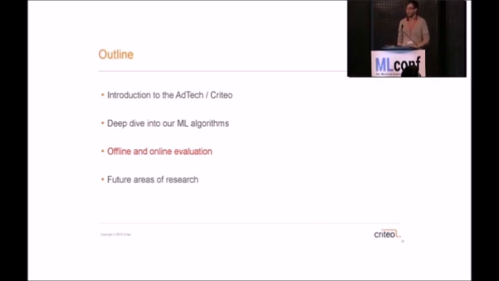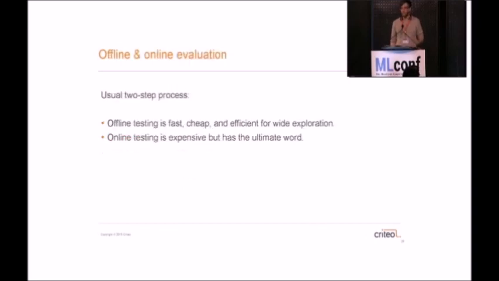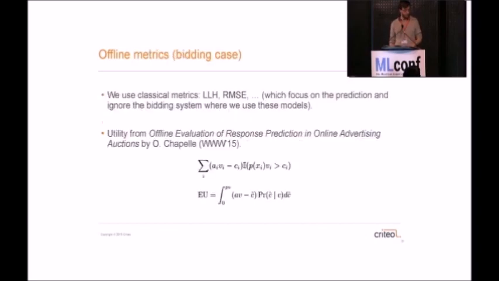So I'm going to talk briefly about offline online evaluation, and then I will continue with future areas of research. We do the classical offline online two-step process. Offline evaluation is cheap, fast, and efficient for wide exploration, and then we do online A/B tests to get the final word on any of our improvements. For offline metrics, we use the classical metrics for prediction models: log likelihood, RMSE, AUC.